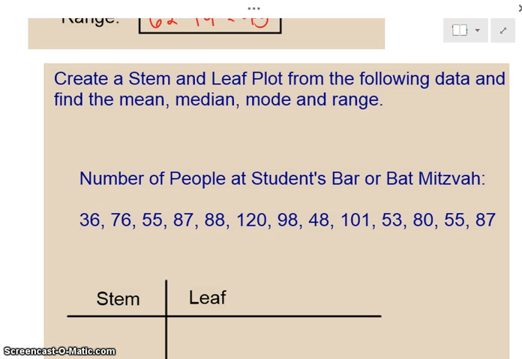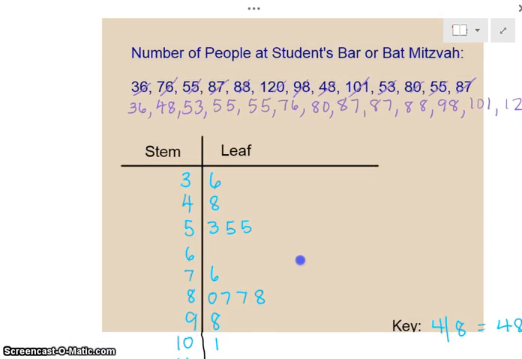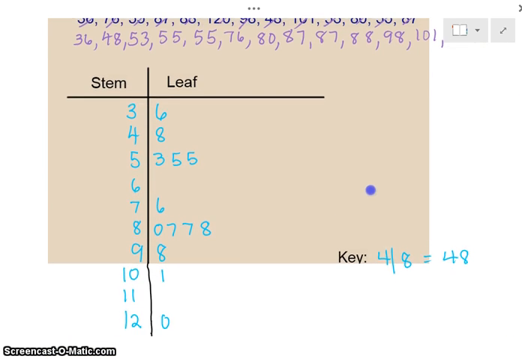So on the last page, we're going to create a stem and leaf plot from the following data and find the mean, median, mode, and range. So let's go ahead and do that. So here's the answer. First of all, you want to put all the numbers in order from smallest to greatest. So make sure you do that, smallest to greatest. Then be very careful and make sure that you include all the numbers.